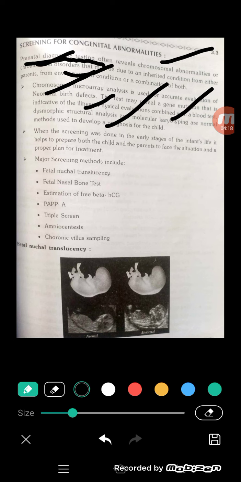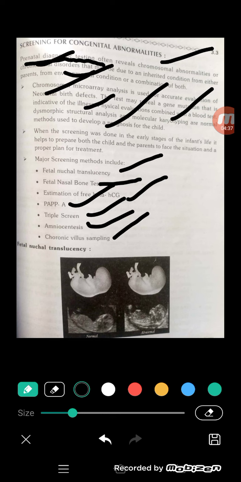So what are the major screenings? The first one is the fetal nuchal translucency, the fetal nasal bone test, estimation of free beta human chorionic gonadotropin hormone, that is HCG. And the next ones: PAPP-A, triple screening, amniocentesis, and chorionic villus sampling. We have already discussed amniocentesis and chorionic villus sampling, CVS.